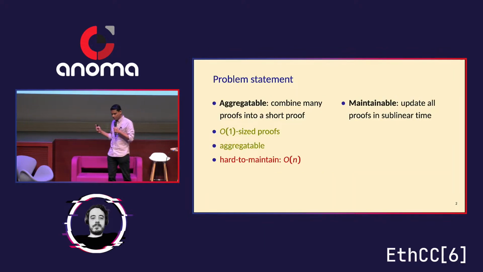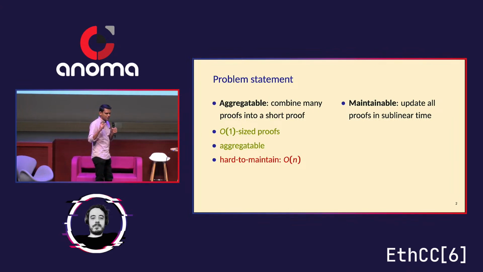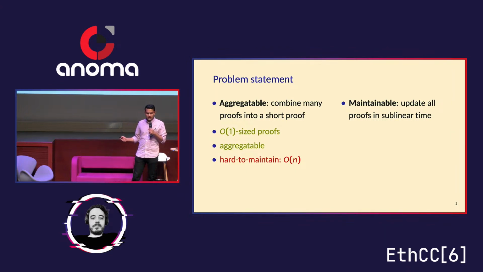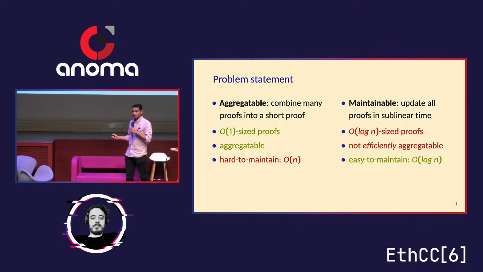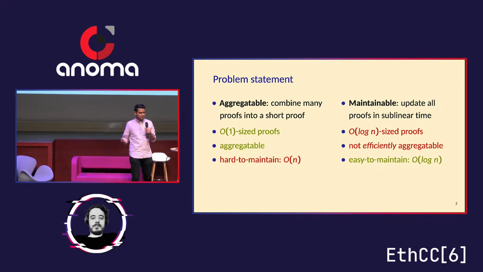So the existing vector commitment landscape can be categorized into two broad categories. In the first category, we have schemes that are aggregatable, meaning if you have individual proofs, you can combine them into a single short proof. That's called aggregation. On the other hand, you have vector commitment schemes that are maintainable. What I mean by that is whenever there's an update in the vector, you can update all proofs in sublinear time. The aggregatable vector commitment schemes have constant size proofs. However, they are hard to maintain. On the other hand, maintainable vector commitments are, of course, easy to maintain, but you cannot efficiently aggregate them.